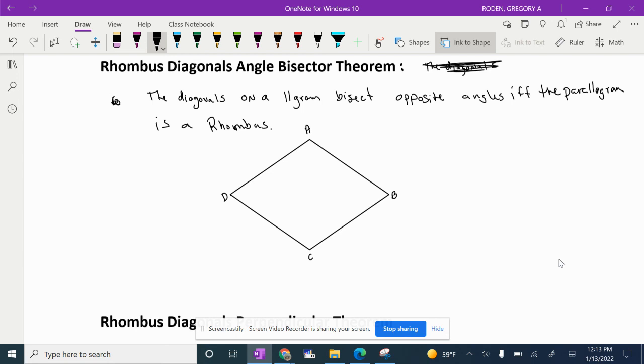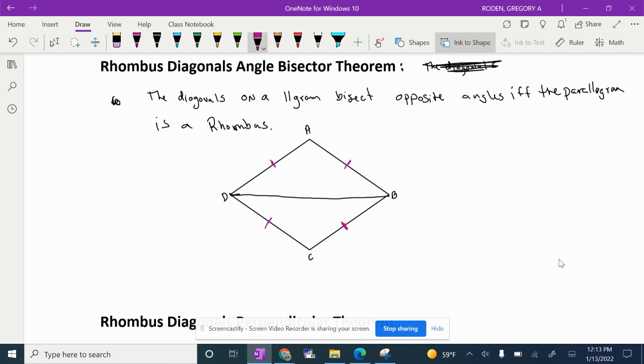Well, the easiest thing to do, and I'm not going to write this whole proof out, I'm just going to show you why this is true. I'm just going to do an informal proof here. So the first thing I'll do is I'll just look at one diagonal here. So I'll look at the diagonal DB. Now, since this is a rhombus, by definition, AD is congruent to AB, which is congruent to BC, which is congruent to DC. So by definition, a rhombus has 4 congruent sides.